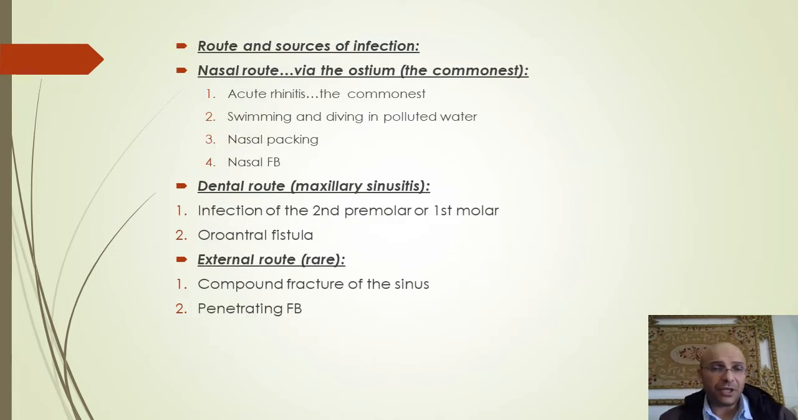Route of source of infection: nasal route via the ostium, ده the commonest route. الacute rhinitis, swimming و diving في polluted water, nasal packing or nasal foreign body. Dental route: maxillary sinusitis, infection of the second premolar or first molar or antral fistula, external root, combined fracture of the sinus و penetrating foreign body.